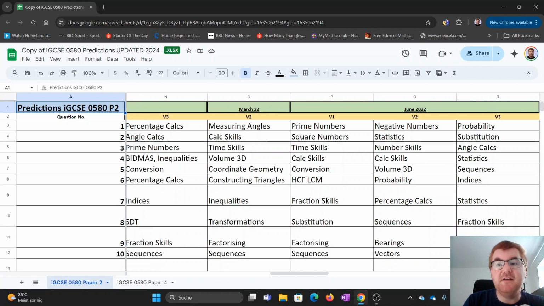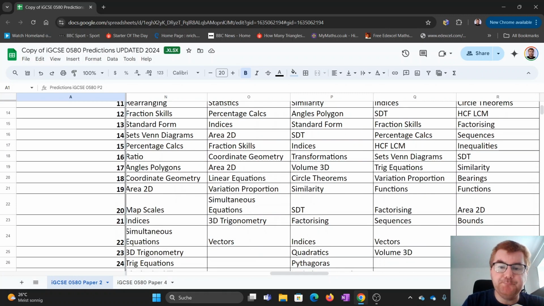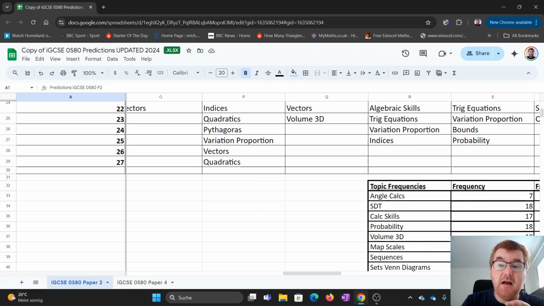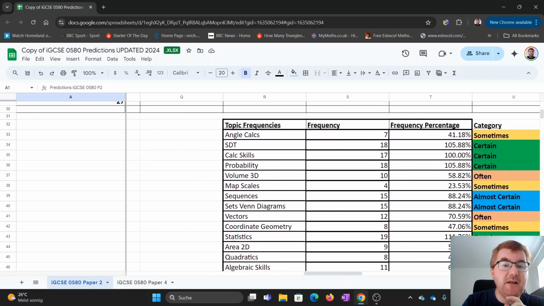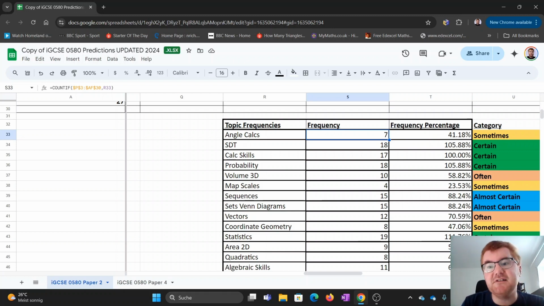And what I've done with this is once I've got this information down here, there's a lot of information here, I've then done the topic frequencies. So I've actually put in angle calculations, SDTT, volume of 3D shapes, sets, Venn diagrams, and everything else here. And what essentially I have here is a formula that counts how many times that word appears. So I count how many times that word actually appears in my entire database. Now generally I take the last 17 papers, so I want to try and get the most up-to-date papers in case there's been any changes to the syllabus or minor changes to the syllabus. Now I'm keeping it as fresh for you as possible.